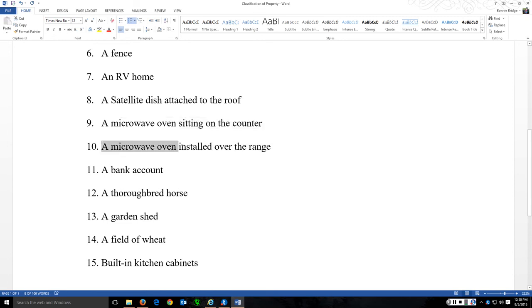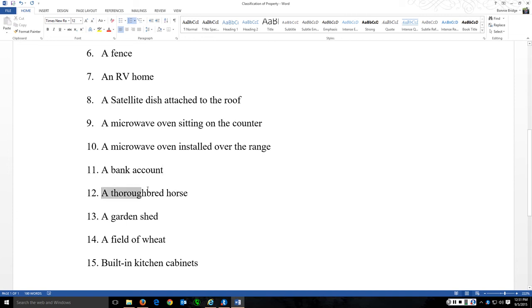Next, a microwave oven installed over the range. This is considered a fixture because it's installed, it's attached to the house. So, okay, a bank account. A bank account is not real property because it's not land or something attached to the land. It's considered personal property, and it's actually considered to be intangible because the bank account is not something that you can hold in your hands and that's worth money. It's an idea that's worth money, so it's intangible personal property.